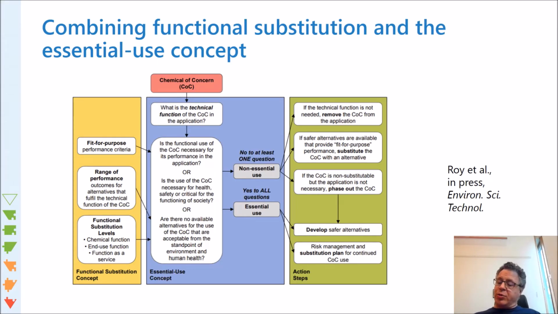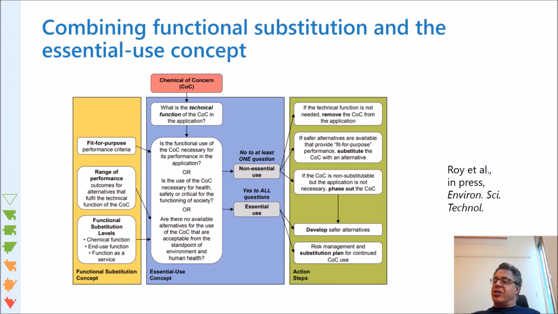In a paper in press, we're combining the functional substitution and essential use concepts to aid the phase-out of the most harmful substances. This paper is a joint collaboration between Joel Tickner's group, Sang-Yun Wang, Martin Scheringer and me. In the middle blue box, you can see the essential use concept and the three aspects from the previous slide. In the yellow box on the left, you can see some of the concepts from functional substitution, such as the three different levels of function on the bottom left.